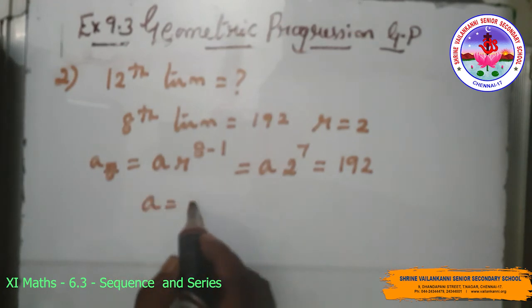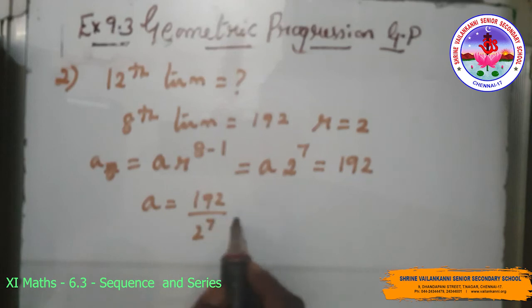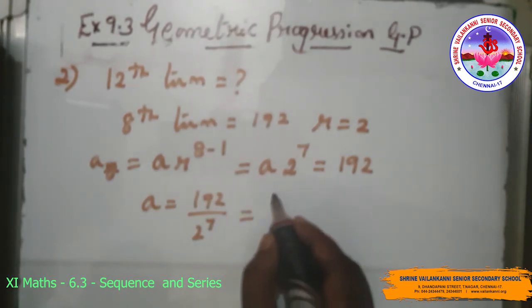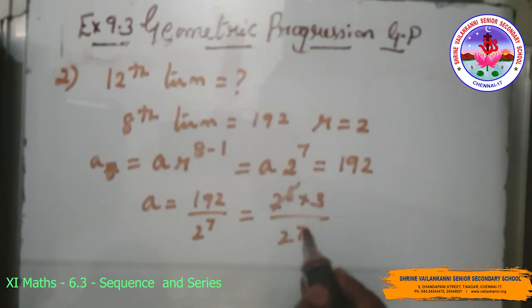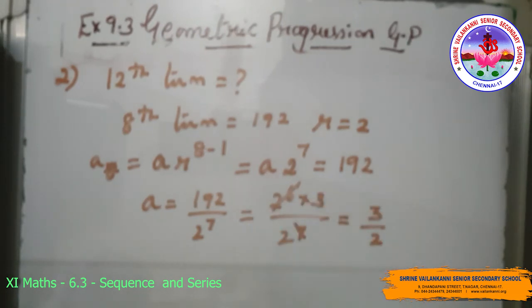So a equals 192 whole by 2 power 7, which is equal to 192 is 2 power 6 into 3 whole by 2 power 7. So cancelling 2 power 6, we have 3 by 2. So a is 3 by 2 and r is 2.